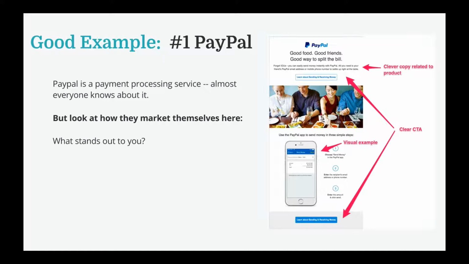All you need is your friend's PayPal email address or mobile phone number to settle up right at the table. And then the call to action is to learn about sending and receiving money. And the call to action on the bottom is also learn about sending and receiving money. And the copy in the middle is use the PayPal app to send money in 3 simple ways. Choose send money in the PayPal app, enter the recipient's email and then the amount, and click send.